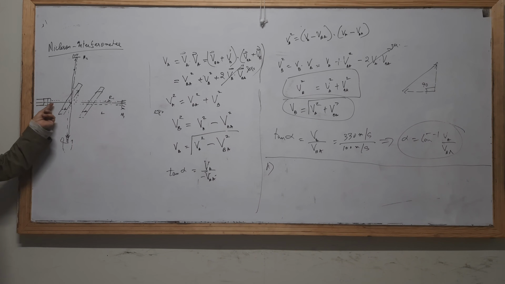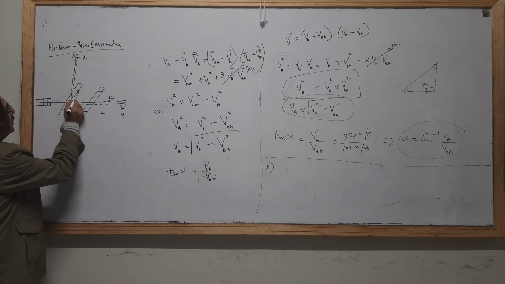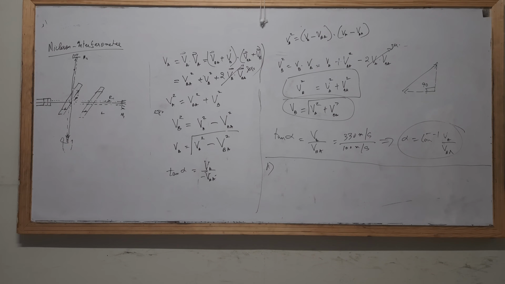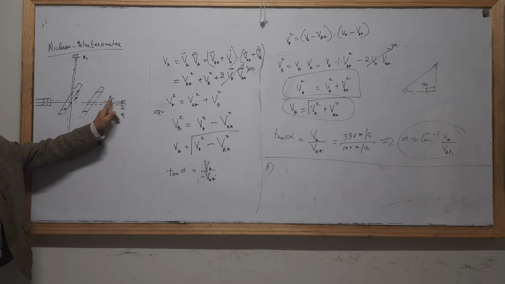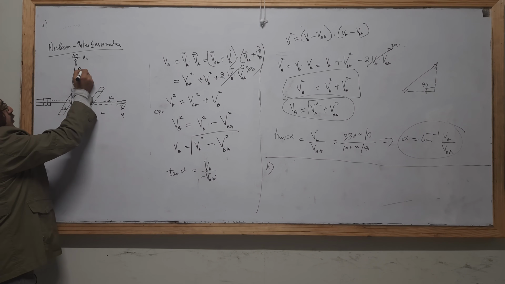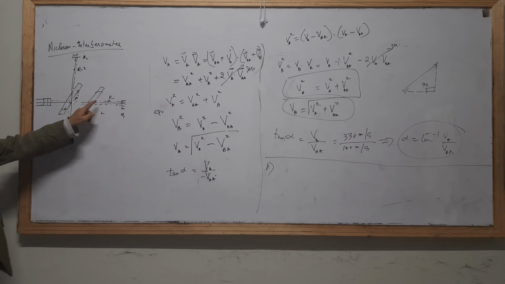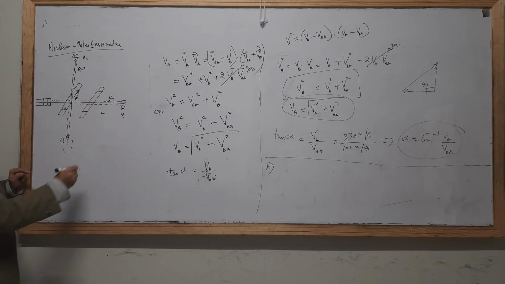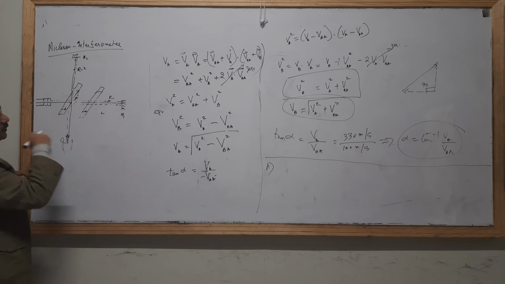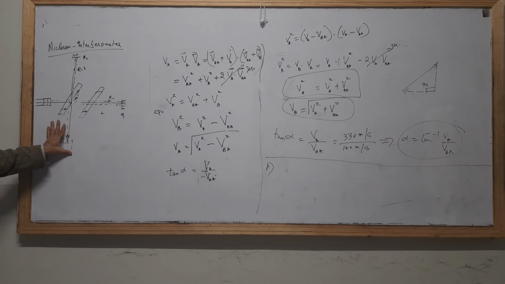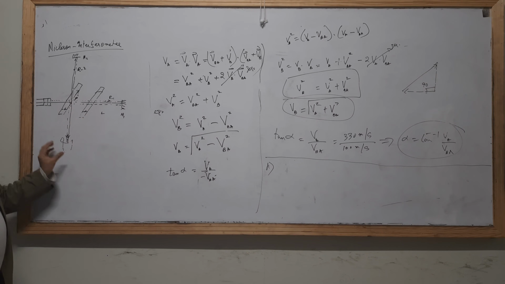This point is P. Ray 1 is, and if I say this is ray 2, this is ray 1. And this is the observer.